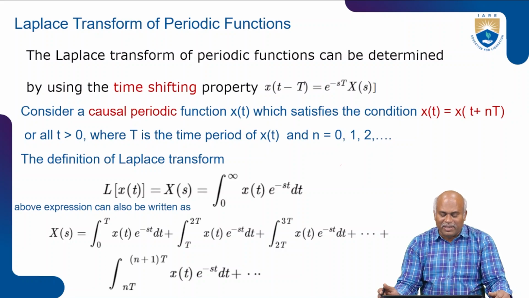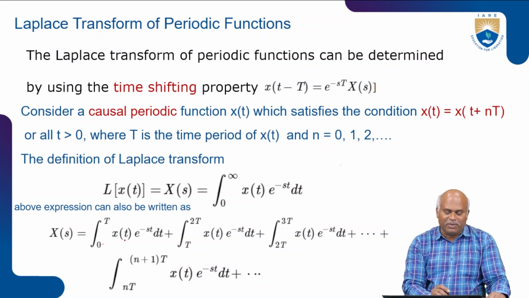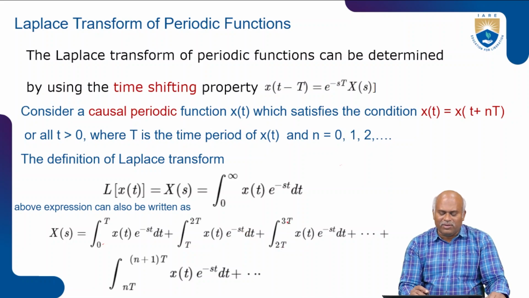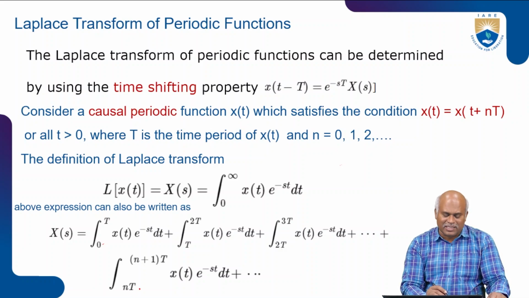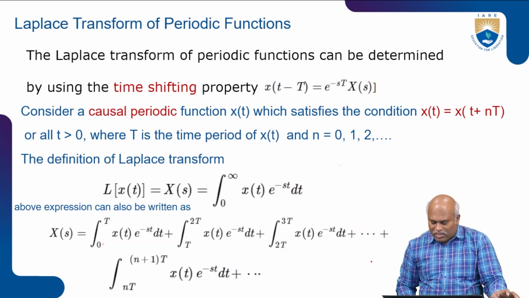The above expression can be expressed based on the periodic condition: X(s) equals the integral from 0 to T of x(t) e^(-st) dt, plus the integral from T to 2T of x(t) e^(-st) dt, then from 2T to 3T of x(t) e^(-st) dt, and so on, up to the integral from nT to (n+1)T of x(t) e^(-st) dt, up to infinity.